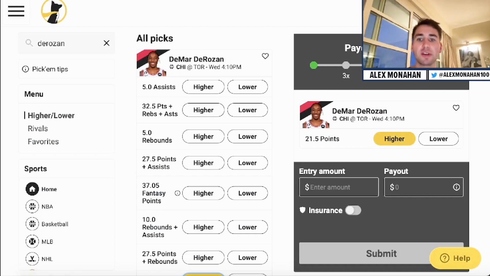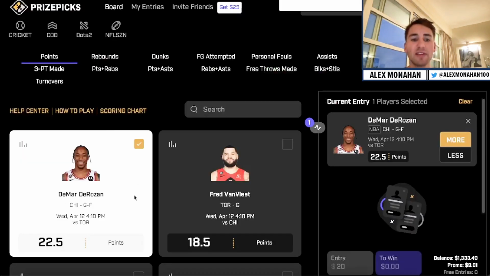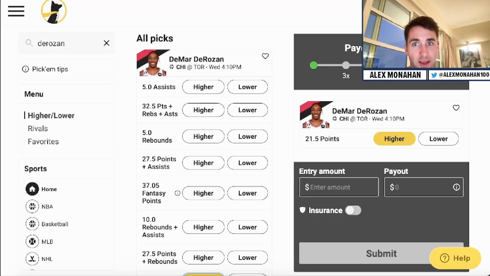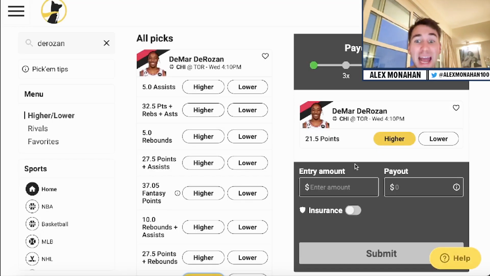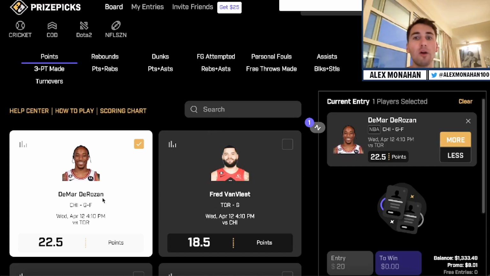And I know these differences between 21.5 and 22.5 seem relatively small, but if Derozan has exactly 22 points, you're going to win your over on Underdog Fantasy, and you're going to lose your over on PrizePicks. If he has exactly 22 points, you're going to cash over 21.5, but not over 22.5.